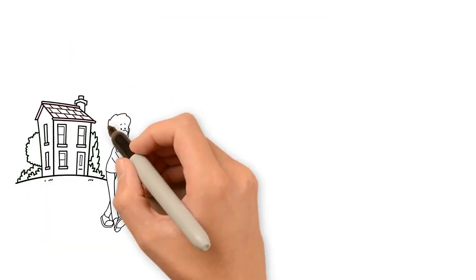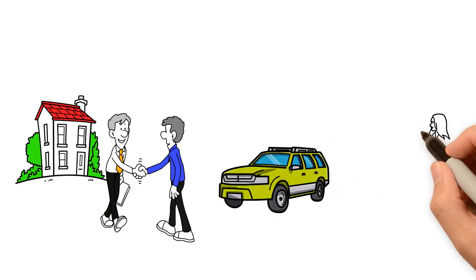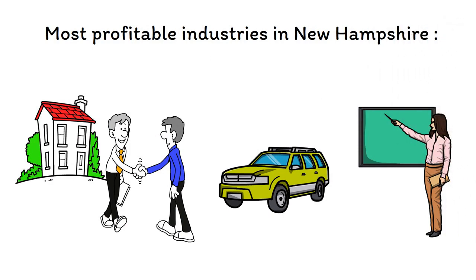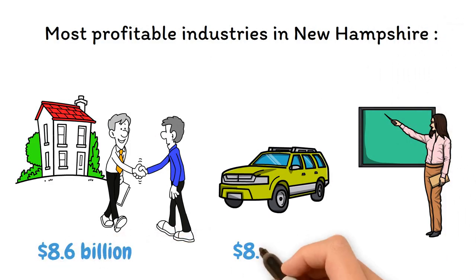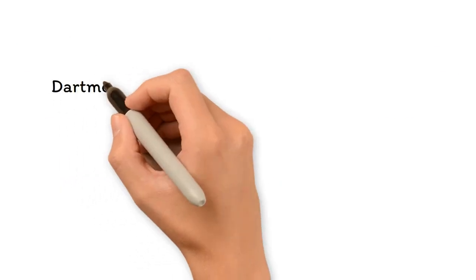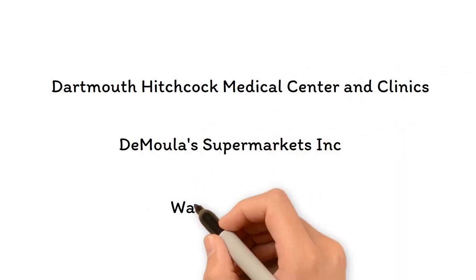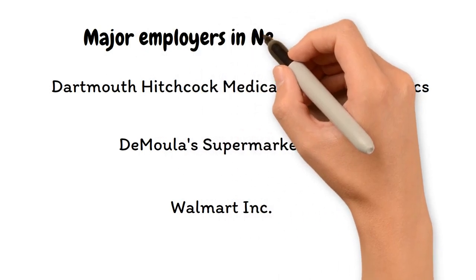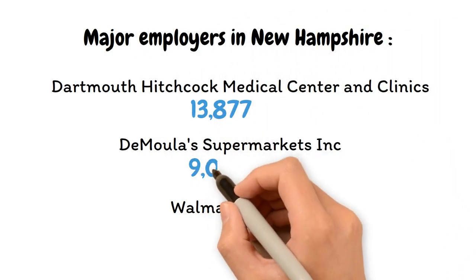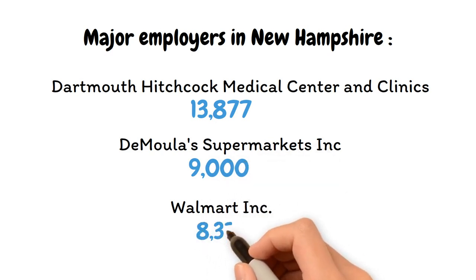Property, casualty and direct insurance, new car dealers and public schools are the most profitable industries in New Hampshire with $8.6 billion, $8.1 billion and $6.3 billion in revenue in 2022 respectively. Dartmouth Hitchcock Medical Center and Clinic, Demoulas Supermarkets Inc. and Walmart Inc. are the major employers in New Hampshire with 13,877, 9,000 and 8,370 employees respectively in 2022.